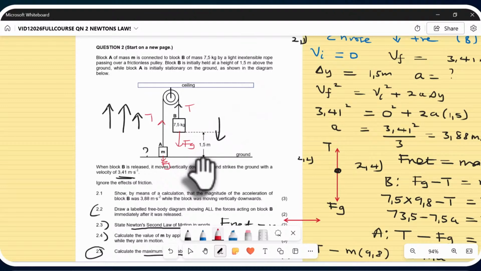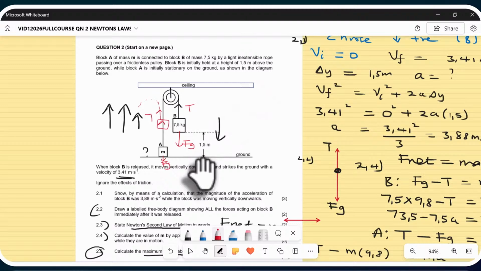So for that matter, I'm going to get the maximum height reached by block A from this particular point. Then I'm going to add the 1,5, and so I will have the answer which they want here, because they said calculate the maximum height above the ground reached by block A. And so because of that, I'm going to use projectile motion.